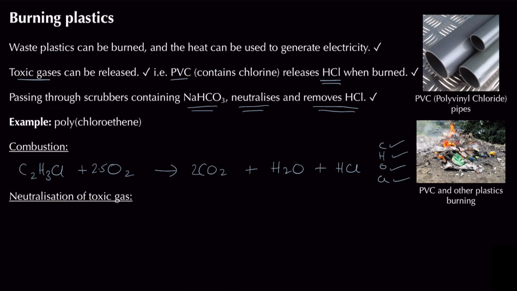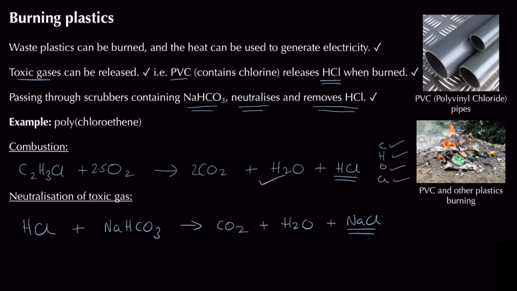Now we also need to show an equation for how this is neutralized. So we take this HCl, this acid, and we react it with a base, sodium hydrogen carbonate, and we end up producing 3 products in this case: carbon dioxide, water, and our salt, which is sodium chloride. And there are our 2 equations for the combustion of a chlorine-containing polymer, and then the neutralization of the toxic gas being produced using sodium hydrogen carbonate. That one just balances on its own.